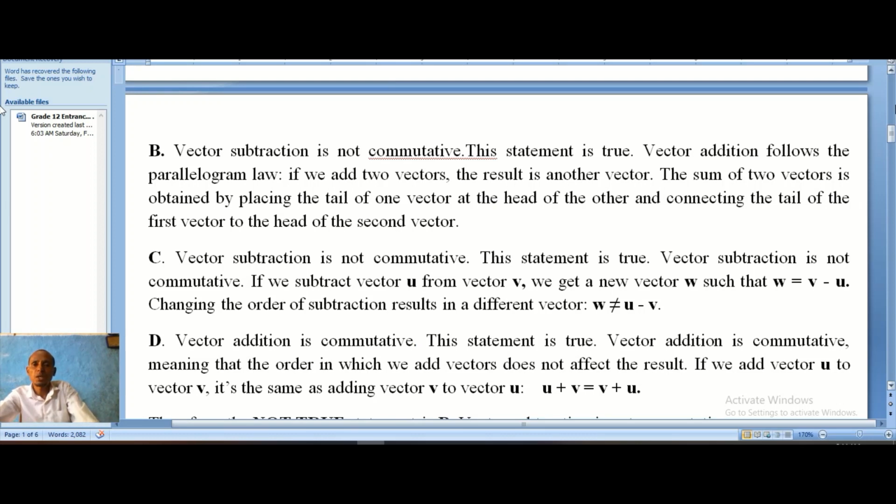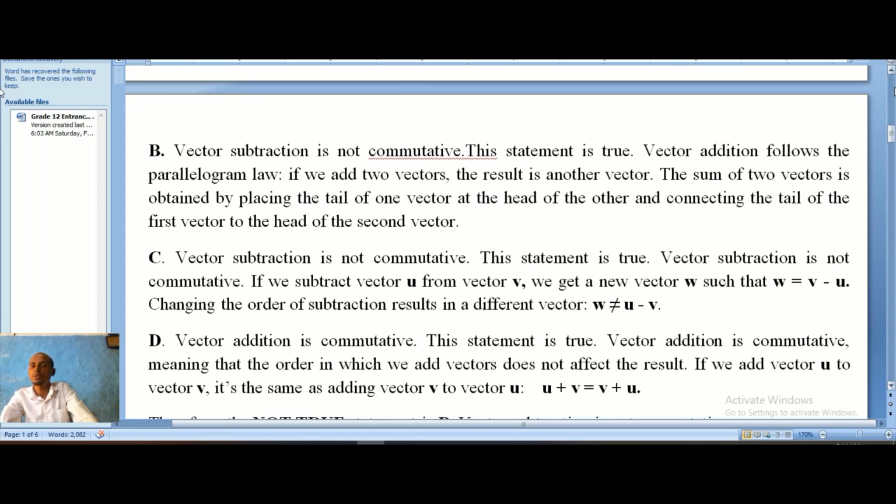The next one, when we come to choice B, vector subtraction is not commutative. This statement is true. Vector addition follows the parallelogram law. If we add two vectors, the result is another vector. The sum of the two vectors is obtained by placing the tail of one vector at the head of the other and connecting the tail of the first vector to the head of the second vector.